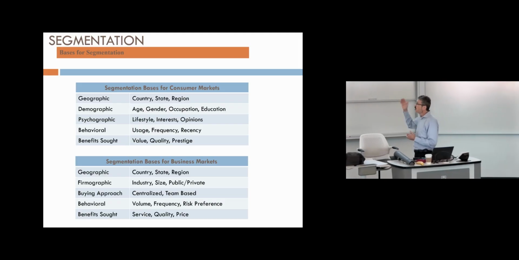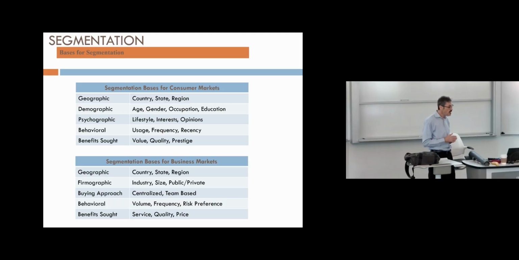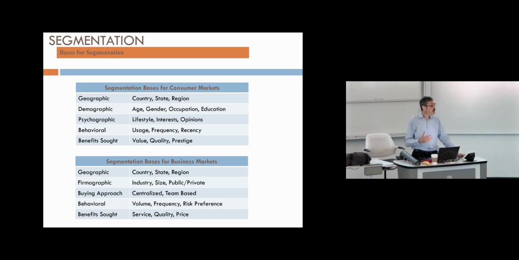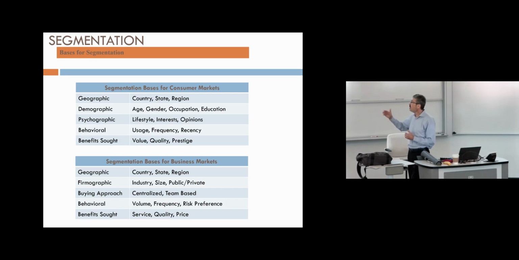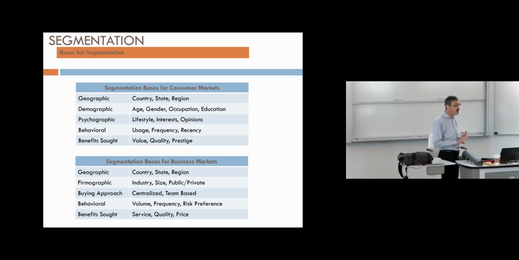I'll also point out that in business to business, the same is true, we just might use slightly different levels. So geographic expansion: do we go in the country, in a state, in a region? We can look at it rather than demographics. We describe the firms, that's firmographic. So what industry are they in? What size are they? Are they public? Are they private? Maybe there's something about the behaviors and the way in which they buy. So are they centralized? Are they team-based?